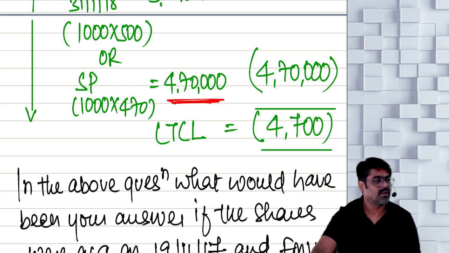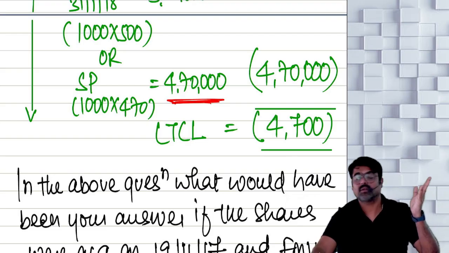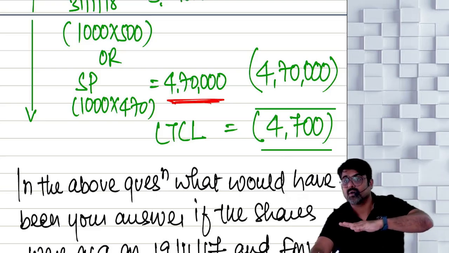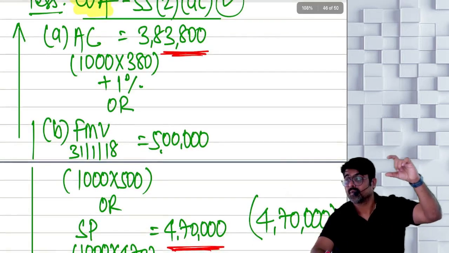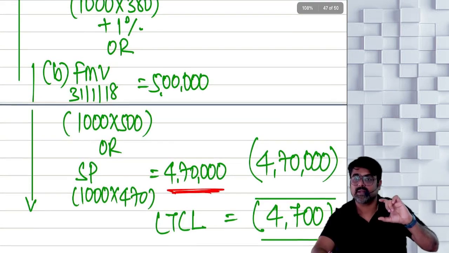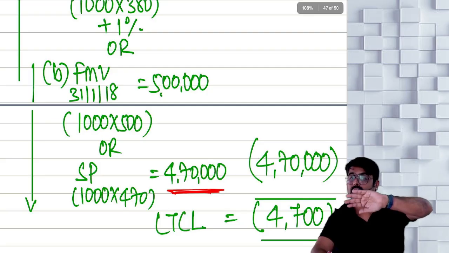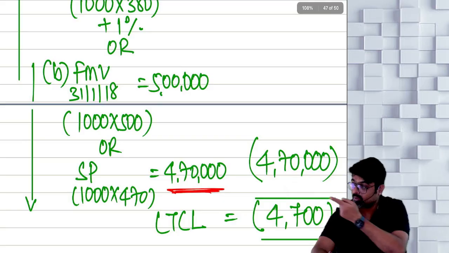Why nil? Entire selling price would have been allowed as a cost. 380 or 500 or 470? 500 or 470, whichever is lower, 470. 470 or 380, whichever is higher, 470. So out of 470, 470 is reduced. How much is the gain? How much is the loss? Nil. It would have been nil.